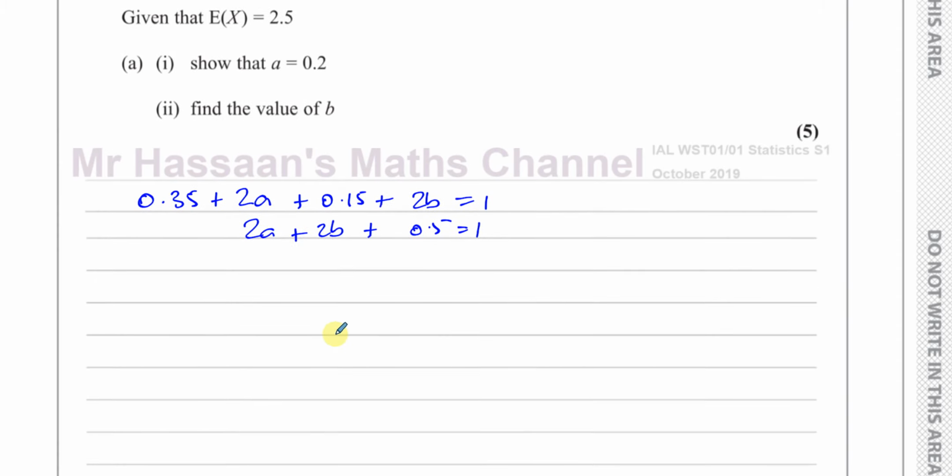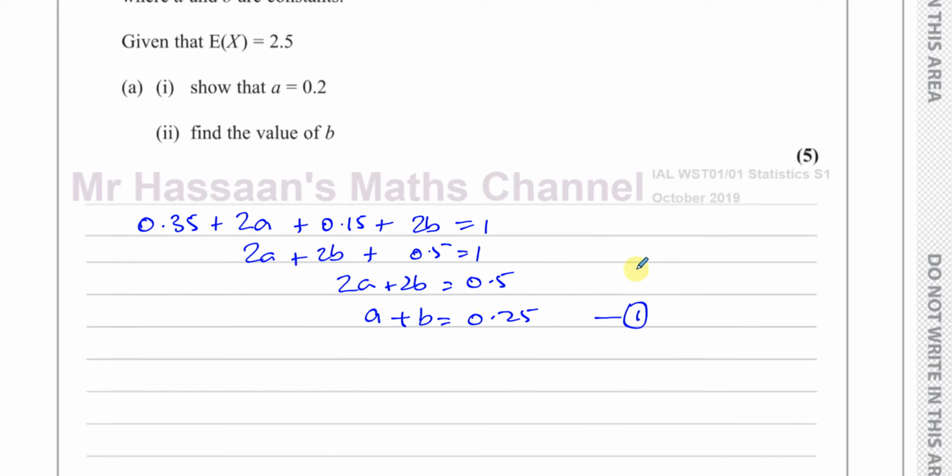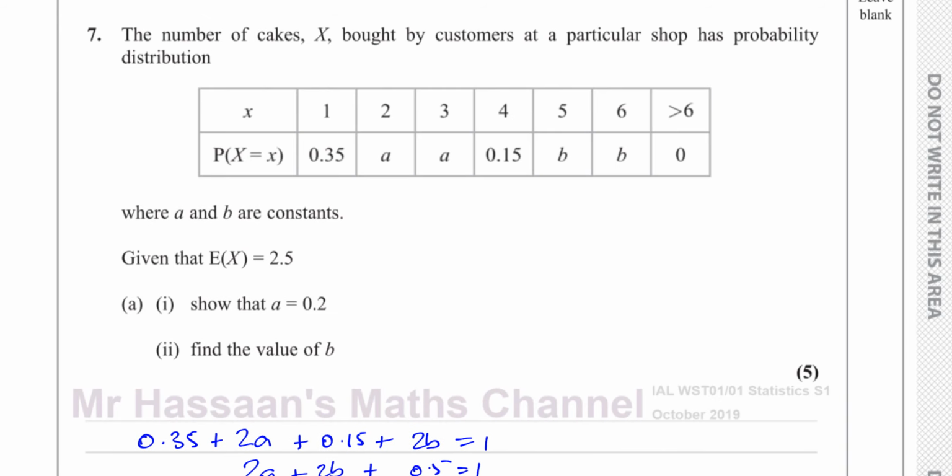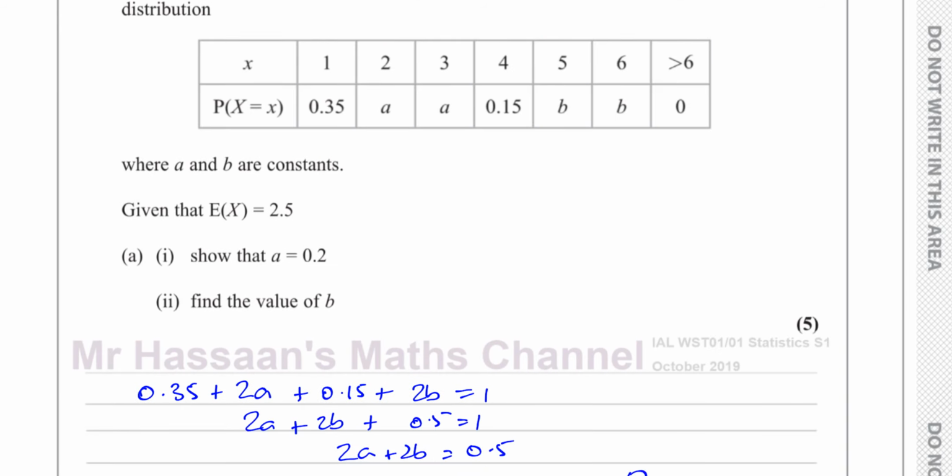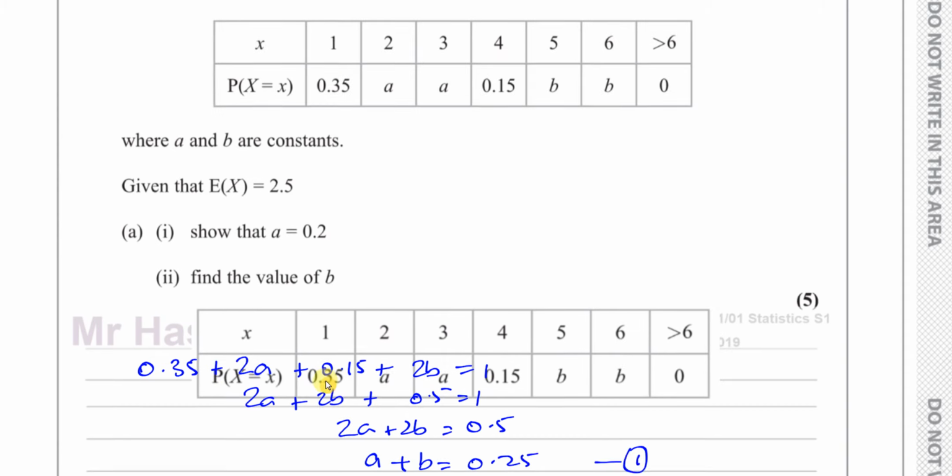So we can simplify that as 2a plus 2b equals 1 minus 0.5, which is 0.5, which you can even simplify further. Divide both sides by 2. You have a plus b equals 0.25. So that's one equation formed from the fact that the sum of the probability distribution is always 1. We also know something else. They gave us the expected value is 2.5.